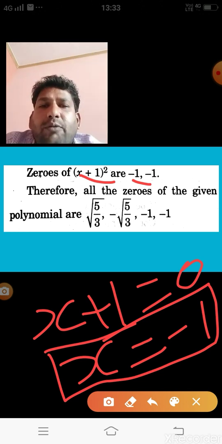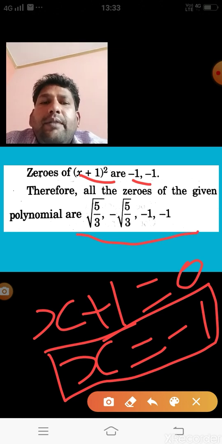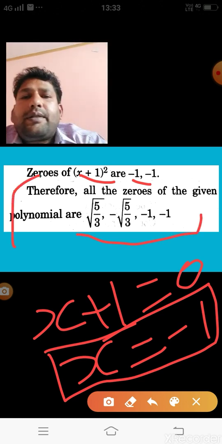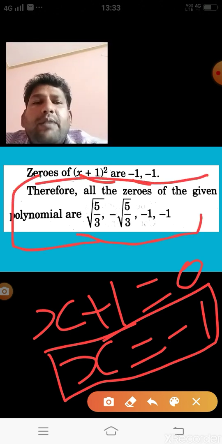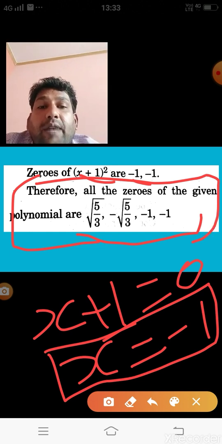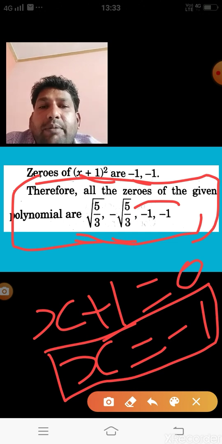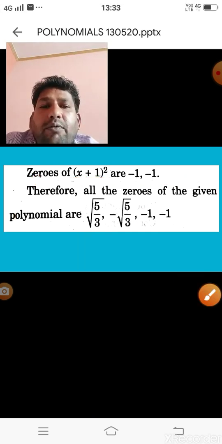Then at last you have to write all the zeros of the given polynomial. For writing this last statement, you get half a mark in the final examination. Root 5 by 3 and minus root 5 by 3, these two zeros are given in the question, and because the degree of the polynomial is 4, it should have 4 zeros.